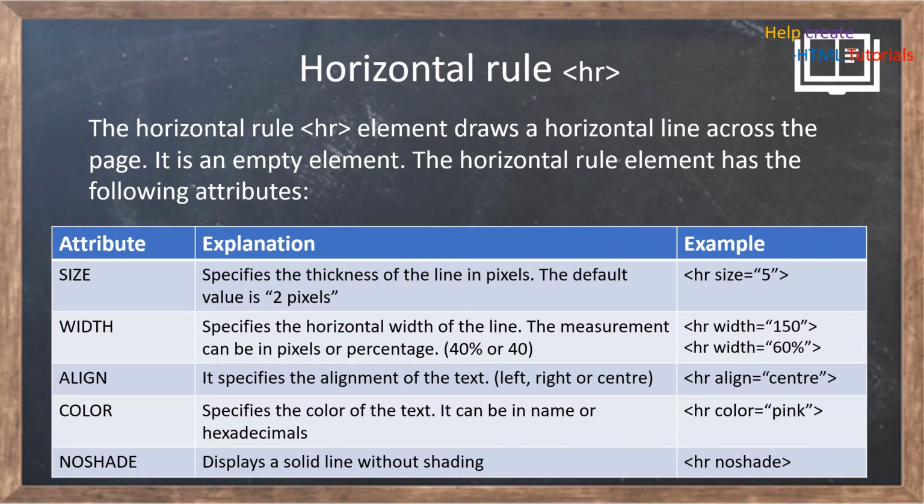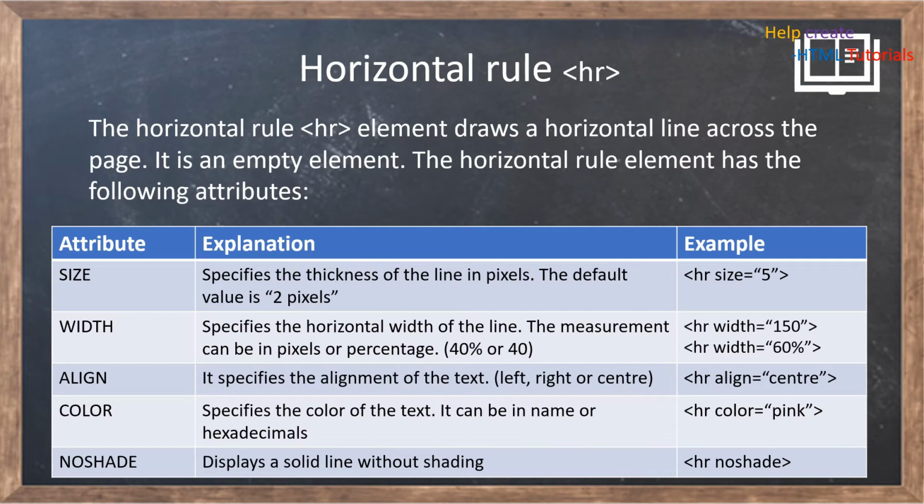So the attributes are, first one is size. It specifies the thickness of the line, and the default value is 2 pixels. And HR size equal to 5. It's just an example of how to put the tag in.